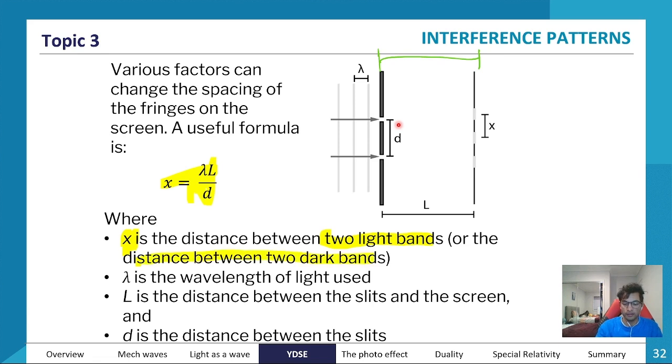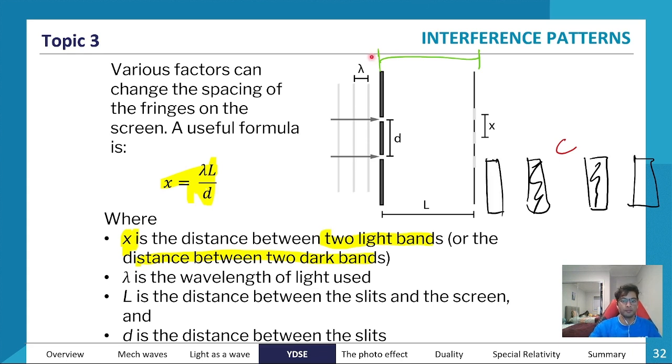All right, so going back to our diagram before, again, let's say this is our center. This is our dark band. Then we have a light band next to it, and then another dark band, and another light band, or in other words, fringes. And so the distance between one bright band and another bright band, so this distance, is equal to x. And the distance from one dark band to another dark band is also x.